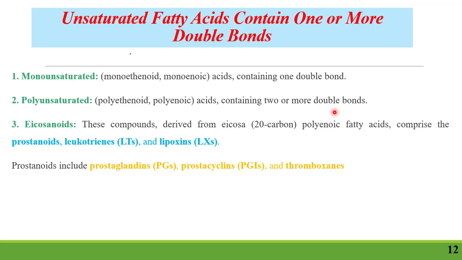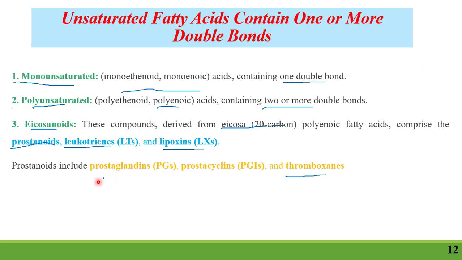About unsaturated fatty acids, which contain one or more double bonds, they can be divided into three groups: monounsaturated or monoenoic acid containing one double bond, polyunsaturated or polyenoic acid containing two or more double bonds, and icosanoids, compounds derived from icosa or 20 carbon polyenoic fatty acids. The icosanoids also include prostanoids, leukotrienes, and lipoxins, and also thromboxane and prostaglandin. Prostanoids include prostacyclin, thromboxane, and prostaglandin.